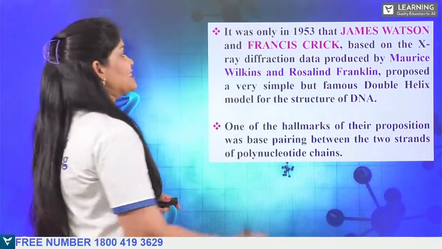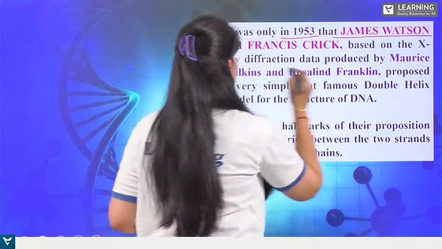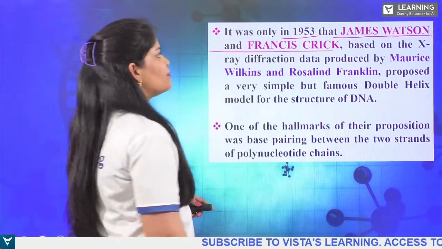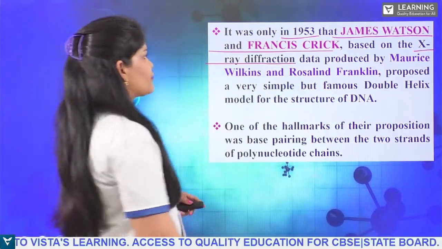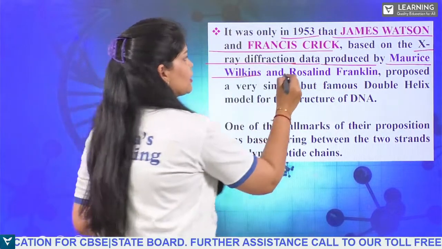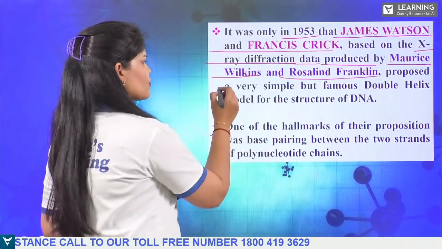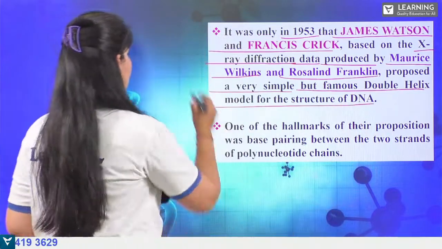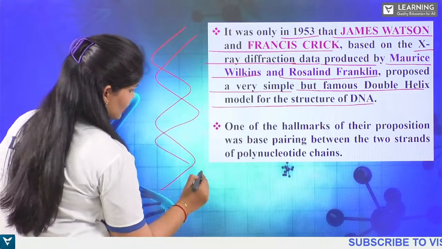It was only in 1953 that James Watson and Francis Crick proposed the Watson and Crick model of the double helical structure. Based on X-ray diffraction data produced by Maurice Wilkins and Rosalind Franklin, they proposed a very simple but famous double helix model for the structure of DNA.